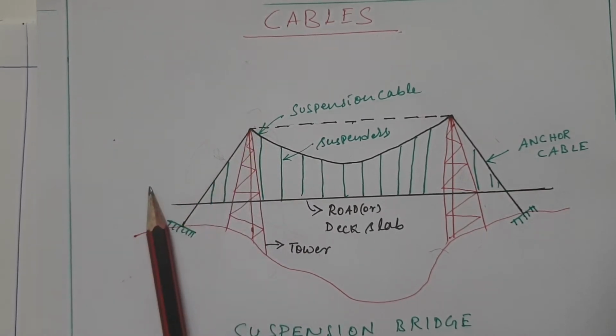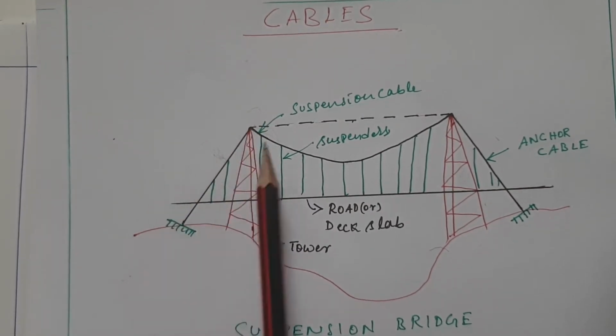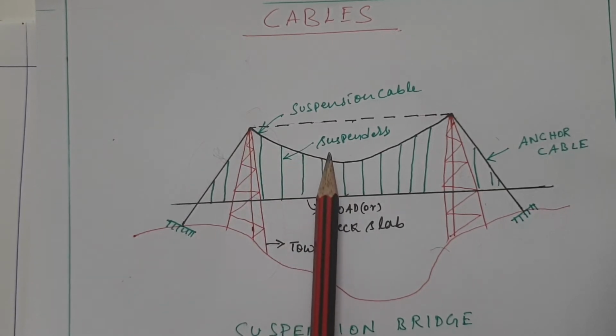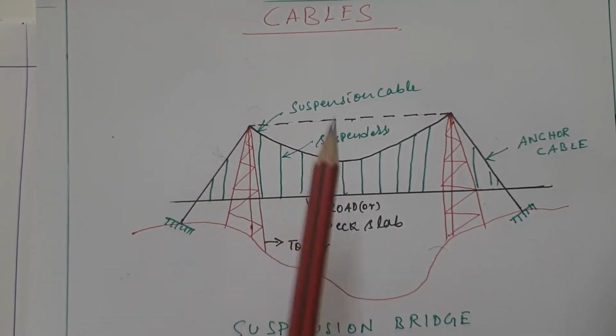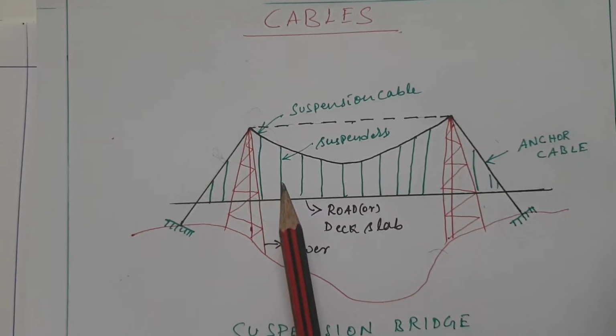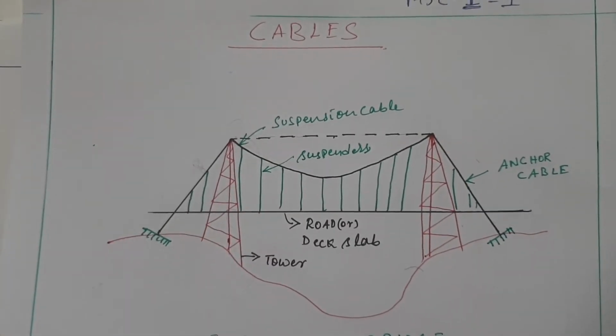Left hand side, the anchor cable will be there. Right hand side, it will be the suspension cable, or you can consider the reverse also, not a matter, but you should know whether it is the anchor cable or the suspension cable.